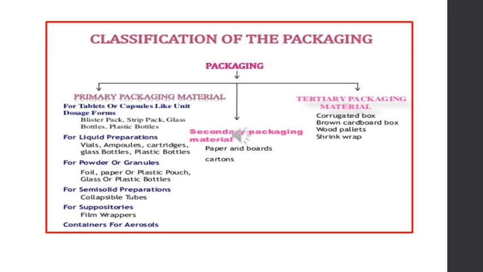So these are the primary packaging materials, and the secondary packaging for all the dosage forms will be of paper and boards or cartons. Similarly, for shipment or transportation purposes, we have tertiary packaging material in the form of boxes. That may be cardboard boxes or wooden boxes.